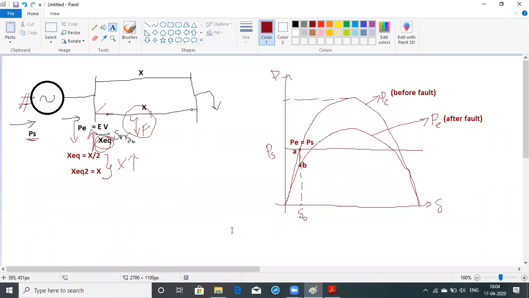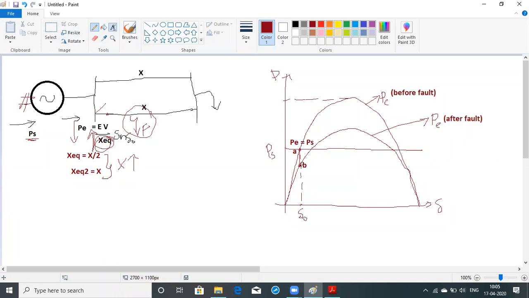Are all of you understanding the logic? Whenever a fault takes place on any one of the transmission lines, the X equivalent, that is the transfer reactance, is increased. Therefore the electrical power is decreased. So this is the new electrical power curve, the after-fault condition. When the fault takes place, the electrical power moves from this position to this position.